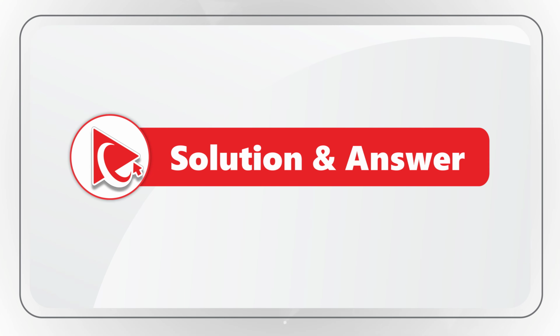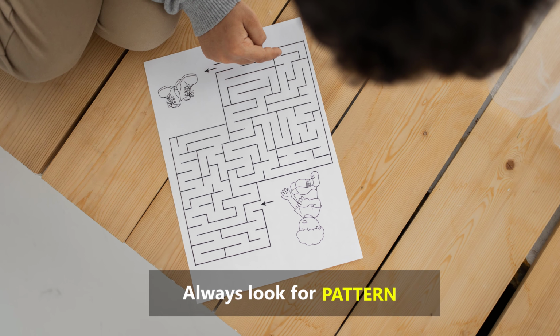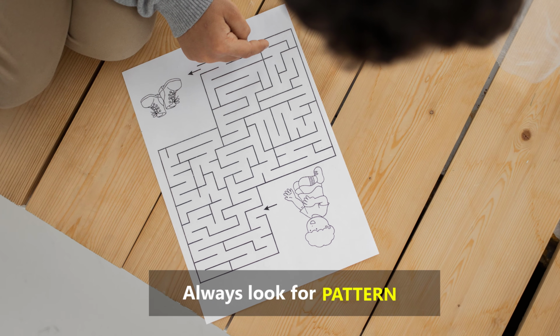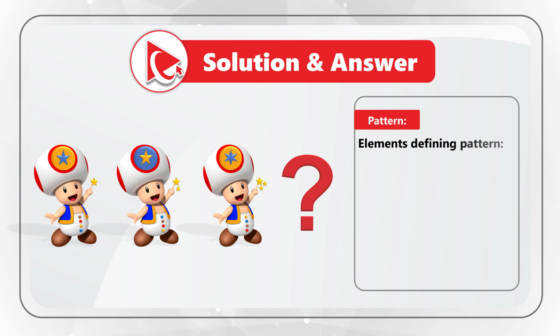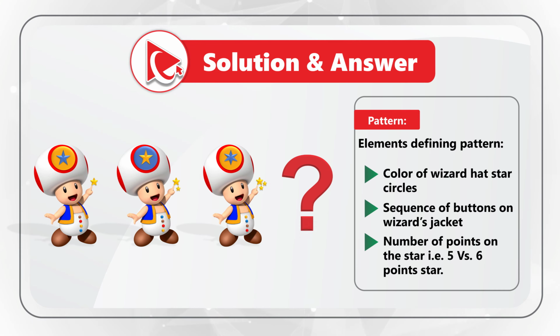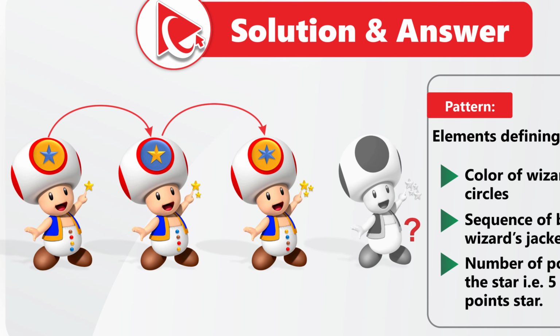You're probably tired of hearing on this channel, but you need to always look for patterns, especially when trying to solve these types of challenges. And even though all wizards might look the same, if you look closely, you will see 3 pattern-defining elements. The first one is the color of the wizard's head star circles. You see that the color of the circle goes from yellow to blue, then to yellow, which means that the next one in the pattern should be blue.